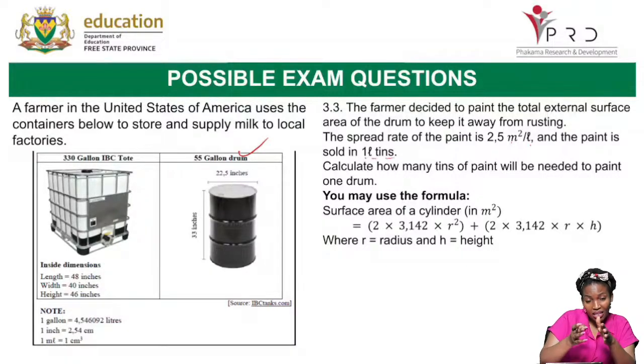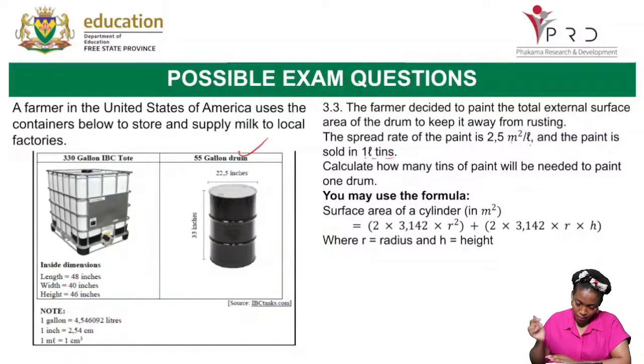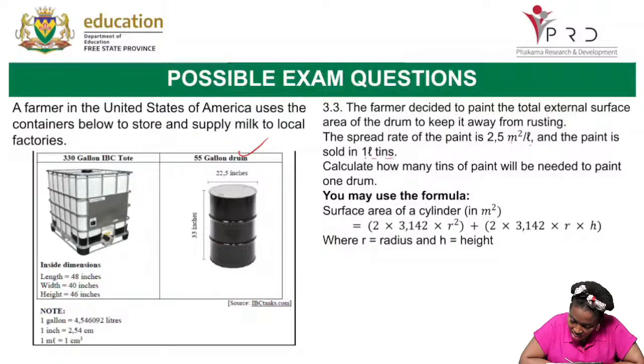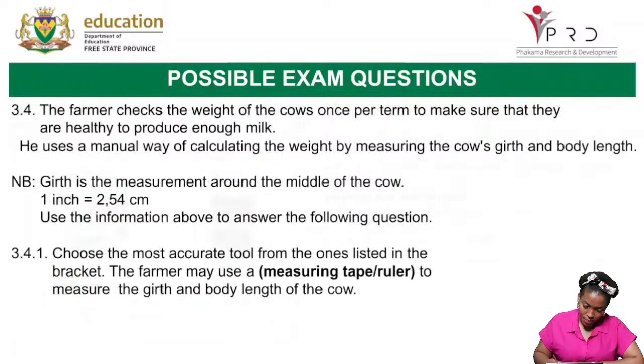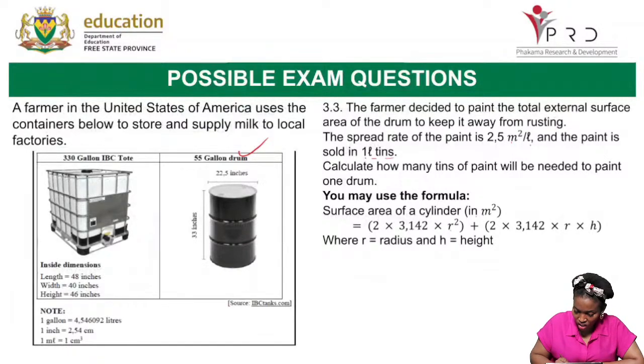It means you buy 2 liters, but you must buy another 1 liter. Meaning how many liters are you going to buy? 3 liters, because it is only sold in 1 liter tins. Calculate how many tins of paint will be needed to paint 1 drum. You may use the formula, the surface area of a cylinder in square meters: 2 times 3.142 multiplied by radius squared plus 2 times 3.142 multiplied by the radius multiplied by the height. Again, here we are going to have a challenge of space.